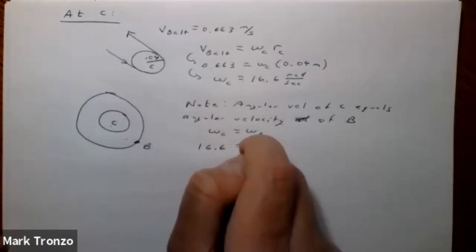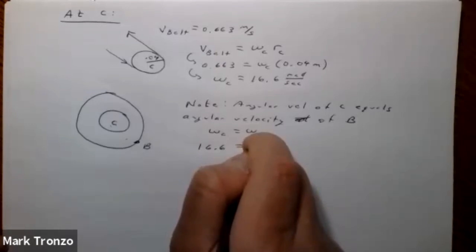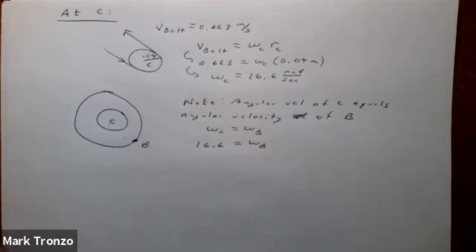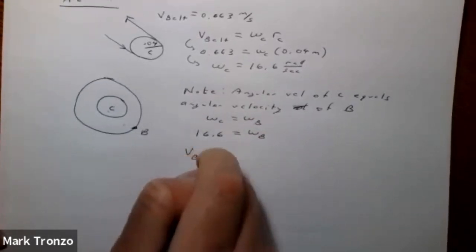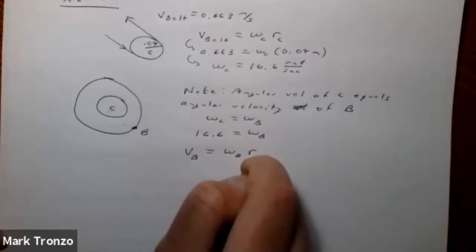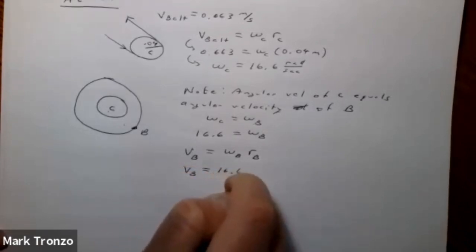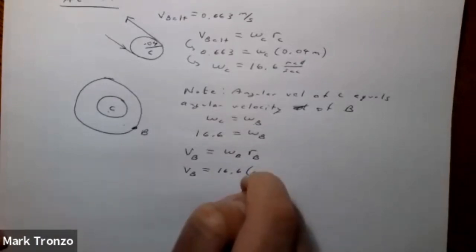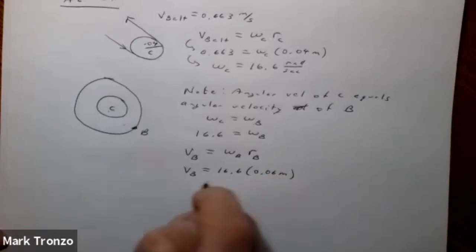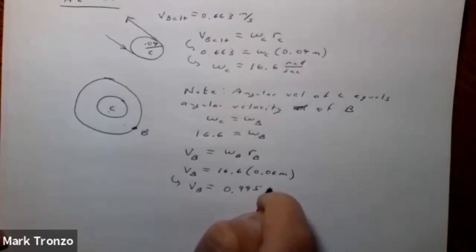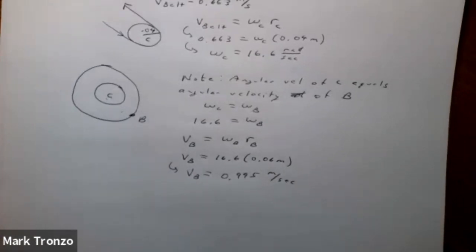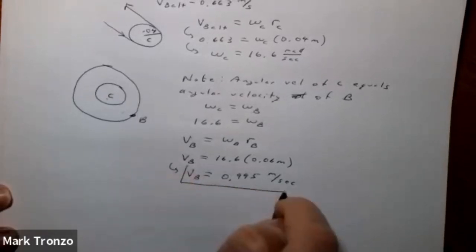Then for B, of course, it's going to be 16.6. I guess I didn't need to say that. So the velocity of point B is going to be omega B times the radius of B. And so the velocity of B is going to be 16.6 and the radius of B, we said, was 0.06 meters. So the velocity of B is simply 0.995 meters per second, like that. So that was the answer to our first part of our problem.